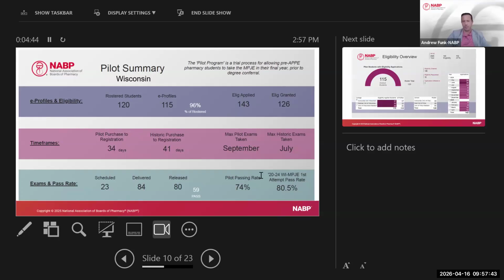I think there's a lot of speculation on that point. This was the first time that this was available to students. They perhaps didn't take it as seriously, or they looked at it as a practice exam. It's just really unclear why that pass rate decreased. Looking at the current pass rate with the early administration in Wisconsin, it is now close to 90% on their MPJE.